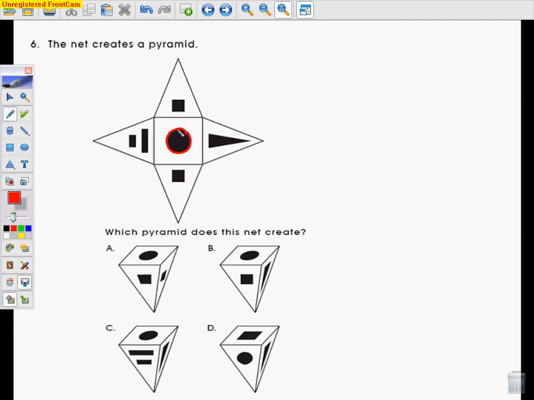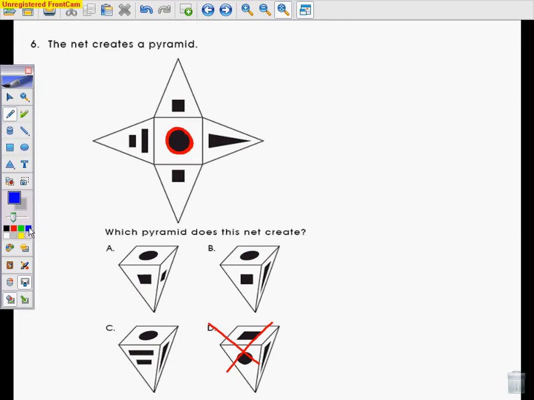So what I would do in this problem is go through, look at all the choices and eliminate the ones that don't make sense or couldn't be the possible figure. So, for example, this circle is on the base, so I can eliminate anything that doesn't have a circle on the base, like D.